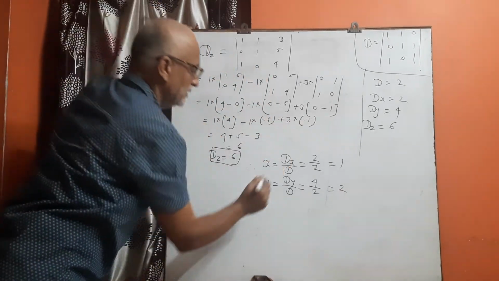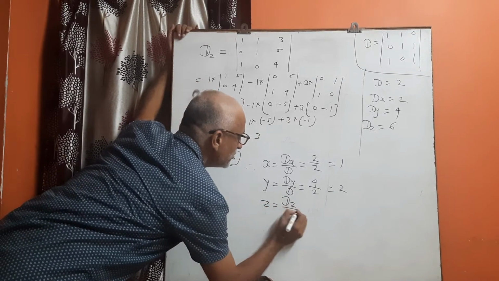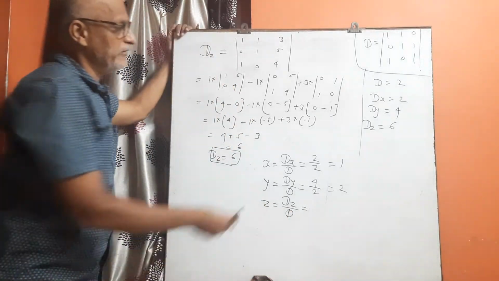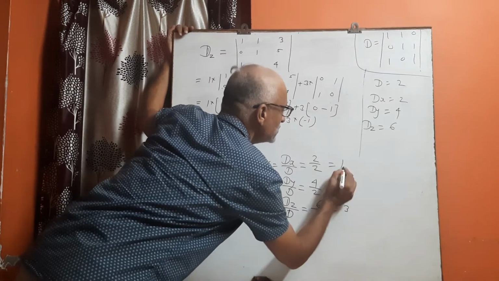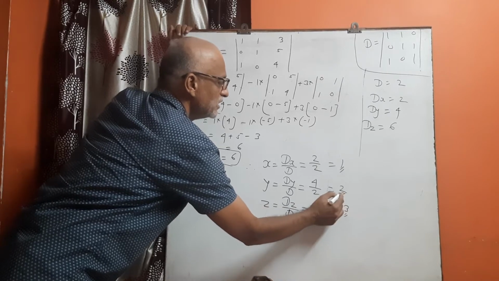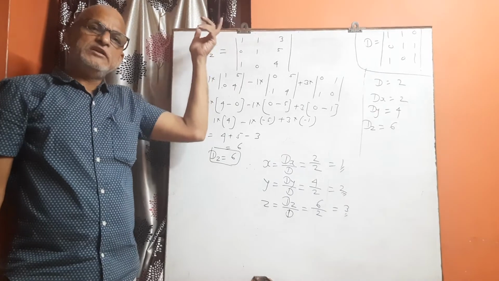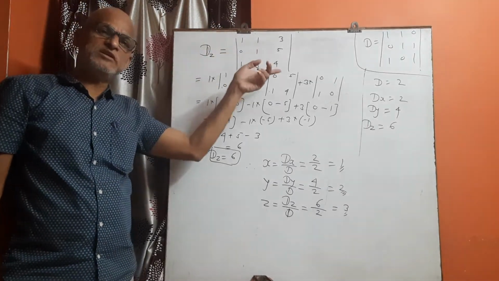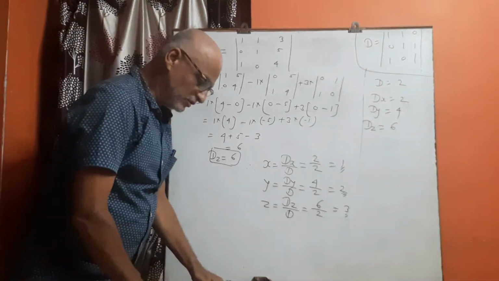And z is equal to dz upon d. The value of dz is 6, so 6 divided by 2 is equal to 3. So the value of x is 1, y is 2 and z is 3. These are the values of x, y, z of the given simultaneous equations by using the determinants method, or by using Cramer's rule.